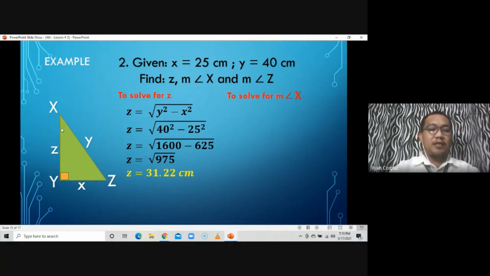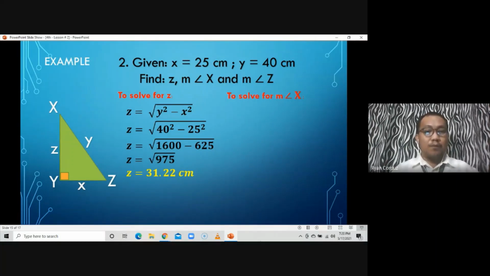For the measure of angle x, this is the angle that we are looking for. So ito yung measure na hinahanap natin. And ang given natin yung side x saka side y. With regards to that angle that we are looking for, ano yung relationship niya with the given measure of the sides? So, kinahanglan natin angle x, ang side x is its opposite, while the other given y is its hypotenuse. Opposite over hypotenuse. So, we are pertaining to sine.